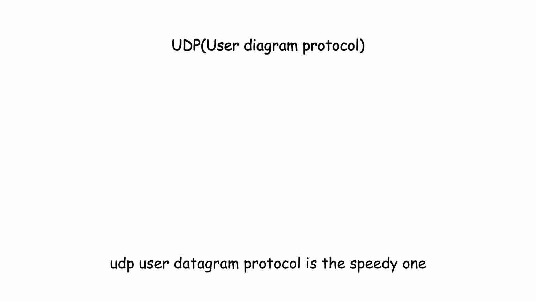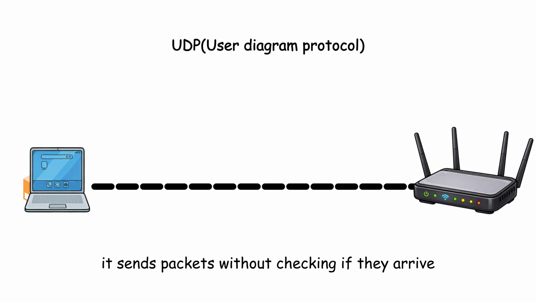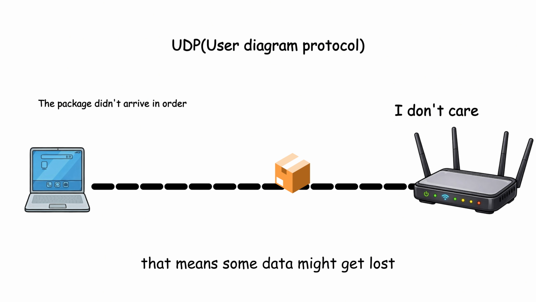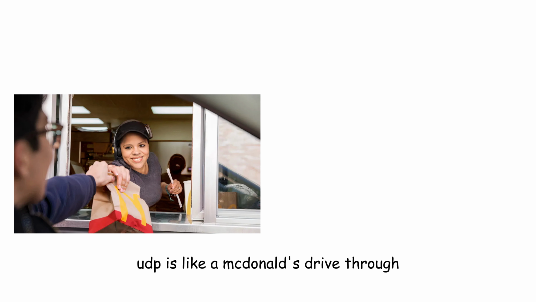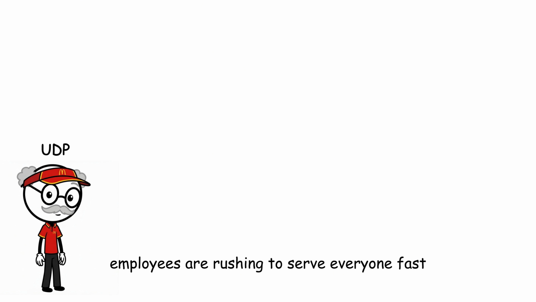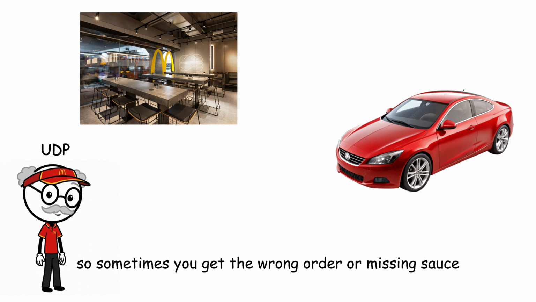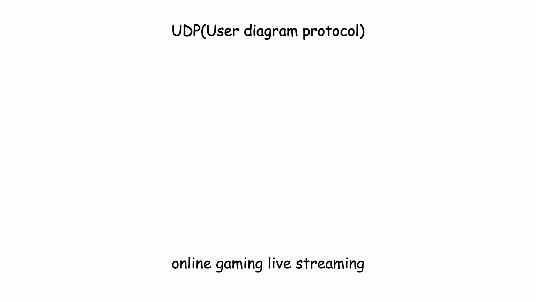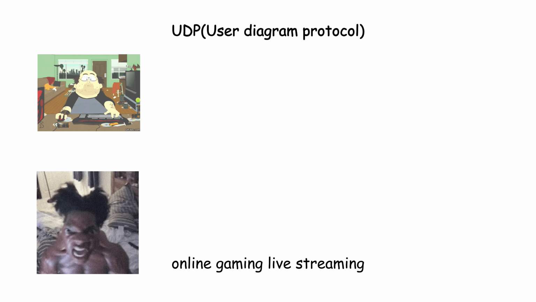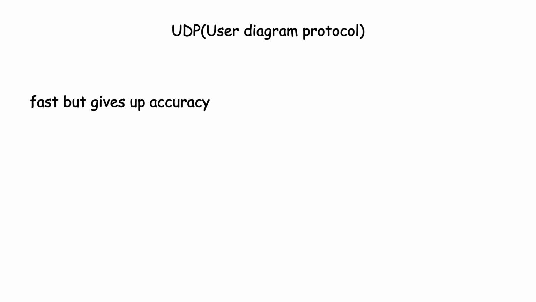UDP, User Datagram Protocol, is the speedy one. It sends packets without checking if they arrive or if they arrive in order. That means some data might get lost, but the connection stays fast. UDP is like a McDonald's drive-thru. Employees are rushing to serve everyone fast, so sometimes you get the wrong order or missing sauce, but the line keeps moving. Used for online gaming, live streaming, voice calls, and video calls. Overall, UDP is fast and less accurate.